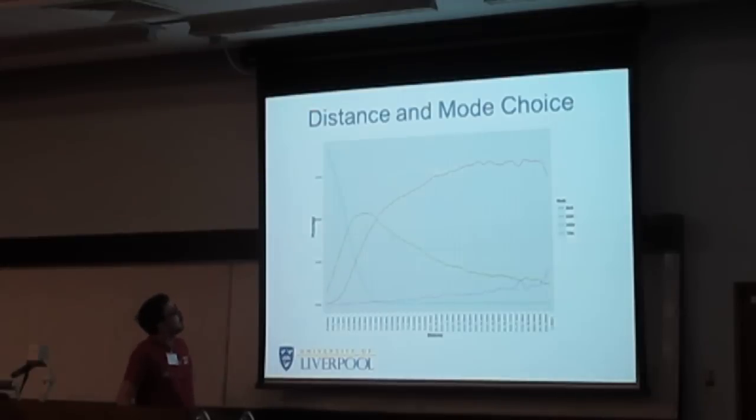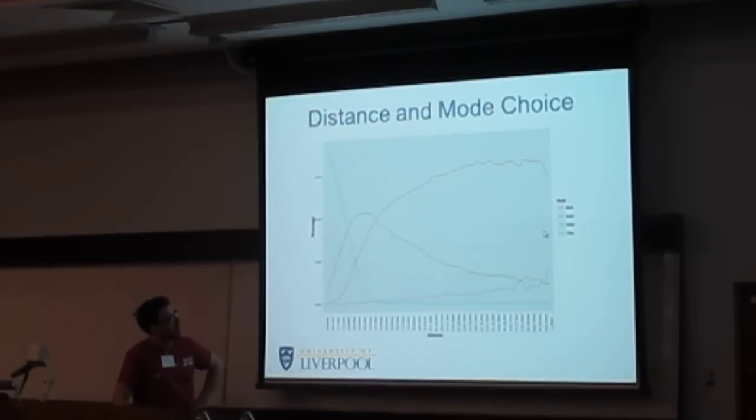Other interesting things you can look at, this is looking at mode choice. This is the percentage of people adopting that mode choice. This is distance from the school. So 0 to 5 kilometres, almost 100% of people walk. As you increase the distance from the school, that percentage drops. That's 2 to 2.5 kilometres. It's more prevalent when you start driving in the car.